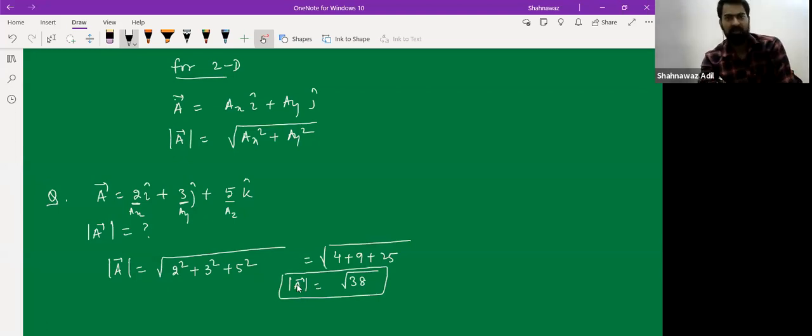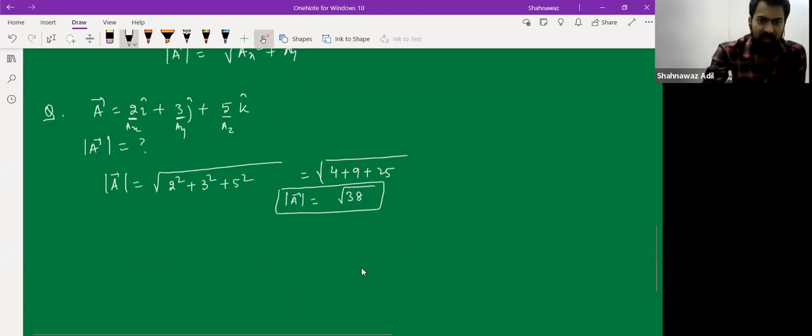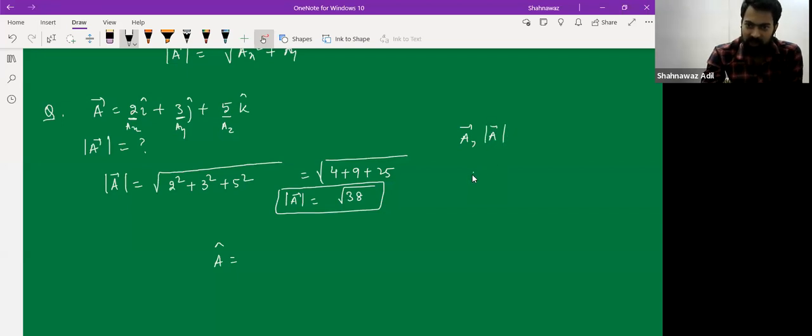This is simple. You already learned this. I'm just recapping, and then we will move on to the NEET questions. And then what would be the unit vector if I ask? Your vector is given, and you know the magnitude. So the unit vector would be the vector divided by the magnitude.